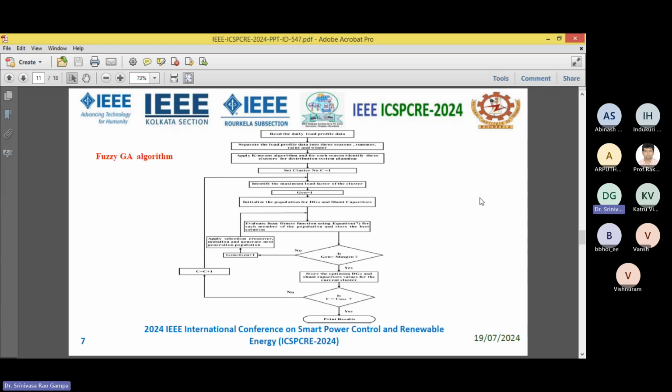So this is the basic flow chart of the genetic algorithm. Because of the length and width restriction, I could not show the entire flow. But what we did here is first we divide the data into clusters. For each cluster, considering the maximum load factor, for that load factor we have calculated the DGs and SCs required. So I can show that here.